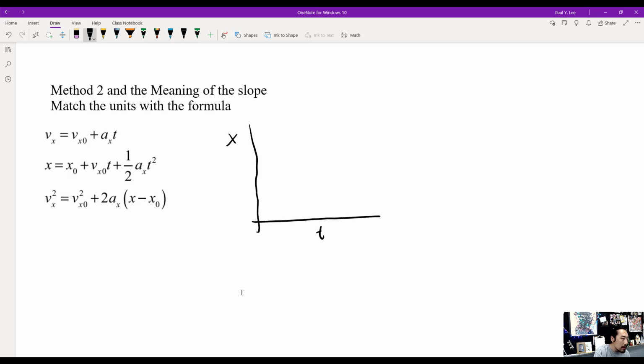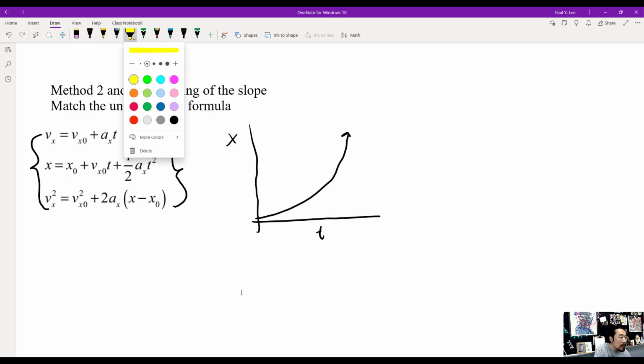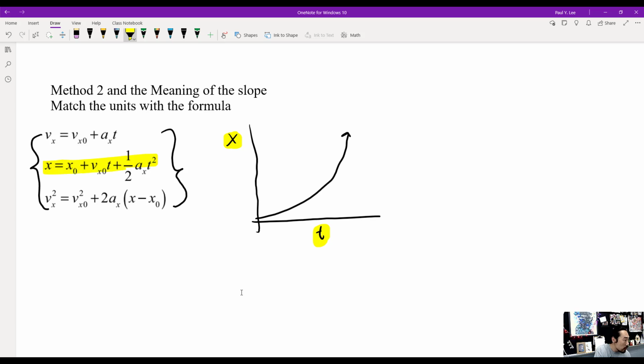So if we had a position-time graph, here are what we call our kinematic equations. These are equations that represent accelerated motion, and we'll go into more detail on that in a future video. What you do for method 2 is you choose a formula that represents both your y and your x axes. So if we take a look at these three motion formulas, we see that the second formula has position and it has time within the formula.